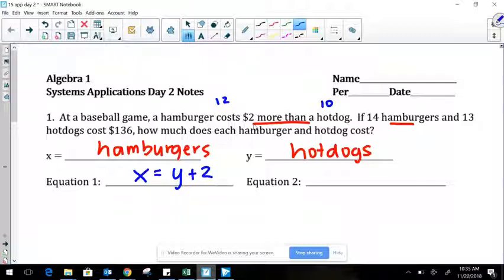Okay, so this is where people get confused. Your equation then is your bigger variable. So say hamburger is equal to that smaller one plus your extra, in this case.